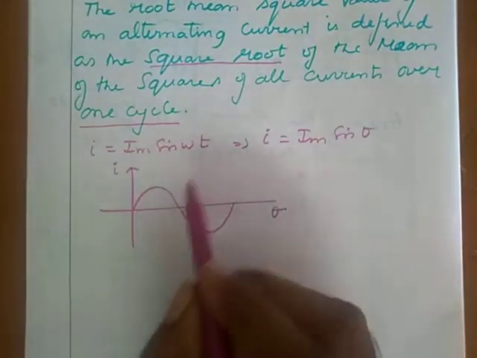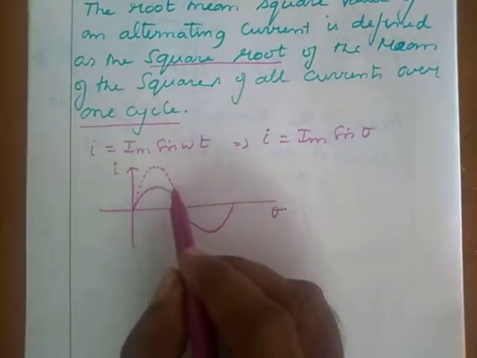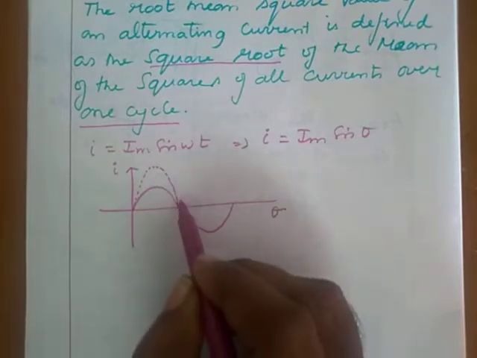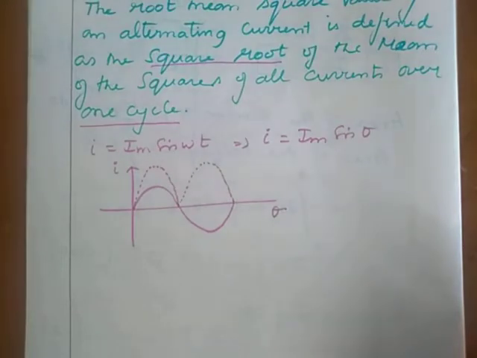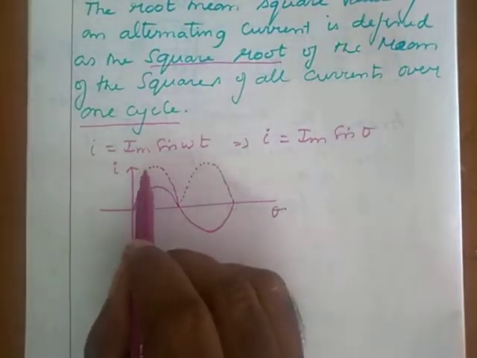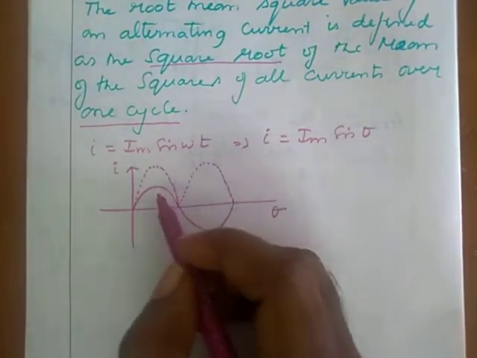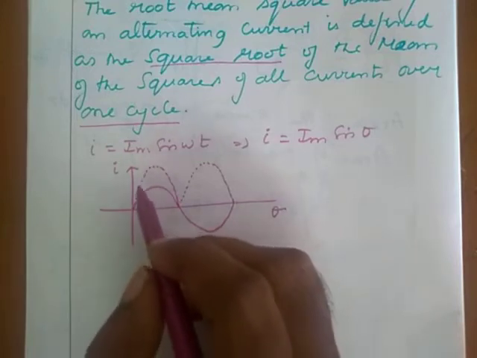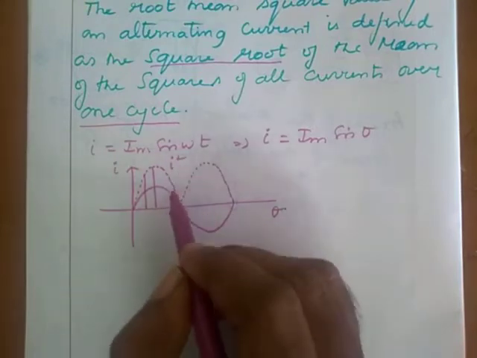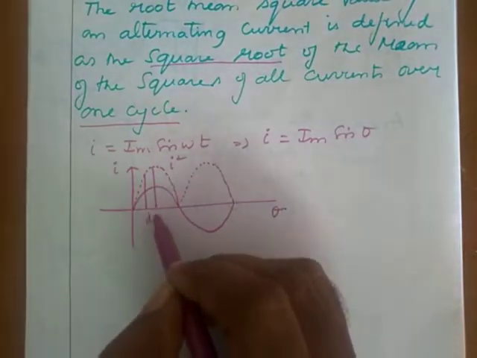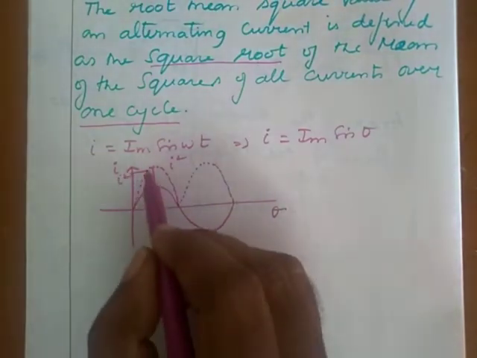We need the squares of all the current. On squaring this current we get a graph like this. On squaring this negative half we get a graph like this. For that squared value of current we need to find the mean value. So for that I am considering a small elemental area of I square, having the thickness d theta, then the mid ordinate current will be I square.